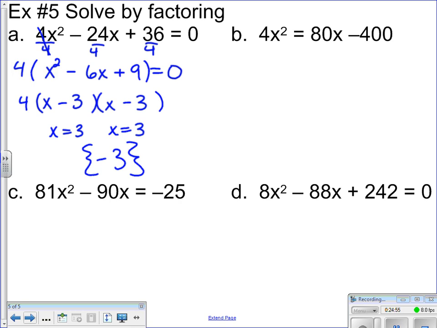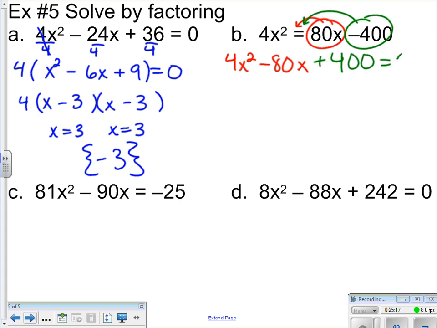All right, let's look at B. Notice it doesn't equal 0. Start moving stuff over. 80 comes over, it turns negative. 400 comes over, it turns positive. Do you see a GCF? Good. Divide by it.